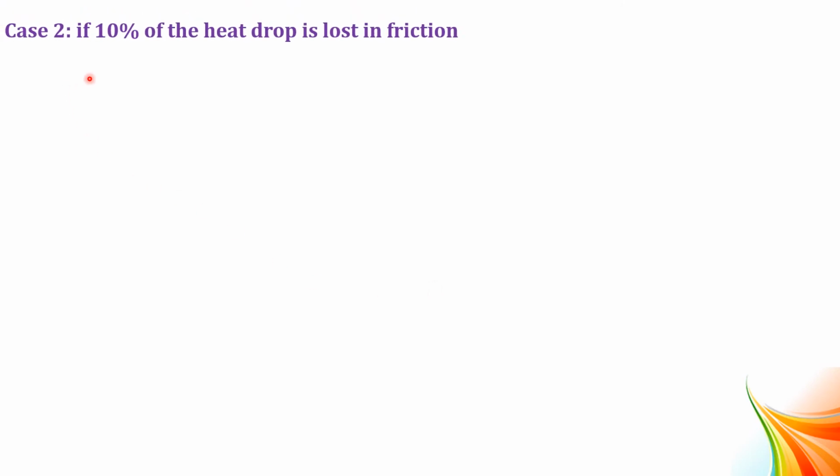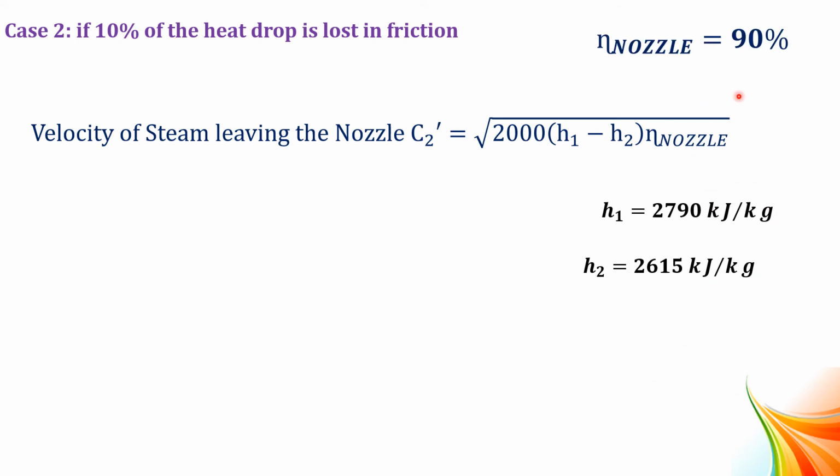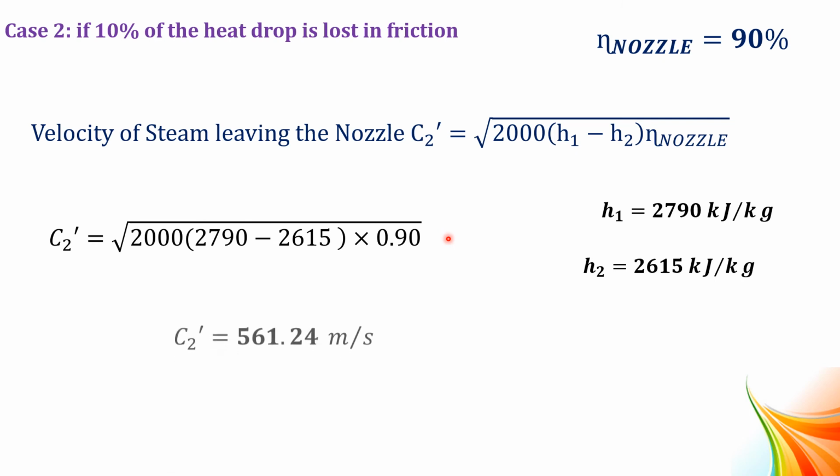Now case 2, if 10% of the heat drop is lost in friction, then the velocity of steam leaving the nozzle C2 dash equal to square root of 2000 into H1 minus H2 into eta nozzle. So H1 and H2 values already we have obtained from the Mollier diagram, and eta nozzle is given in the problem, which is 90%. Substituting these three values in this equation, so we get C2 dash equal to 561.24 meters per second.